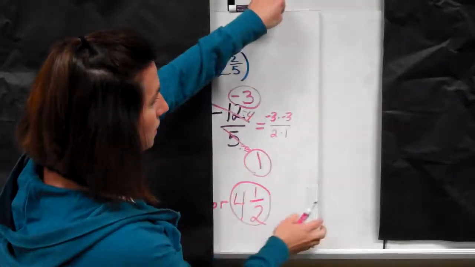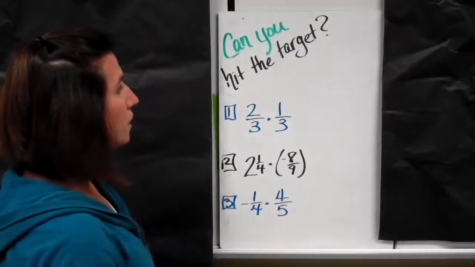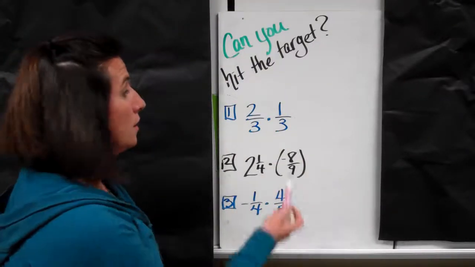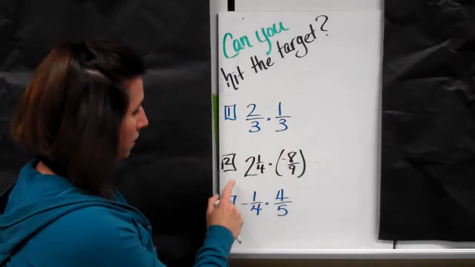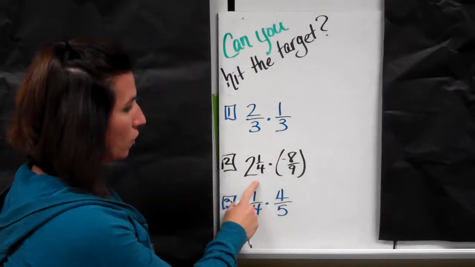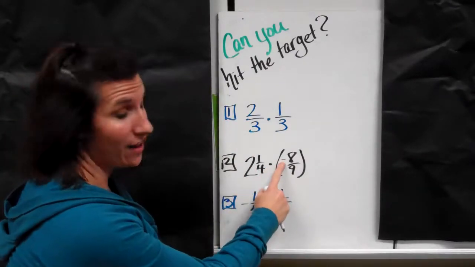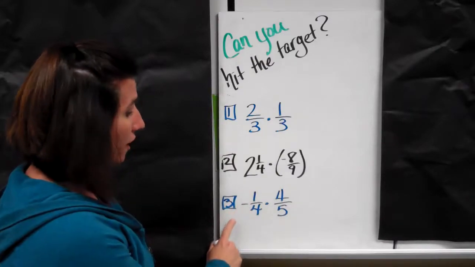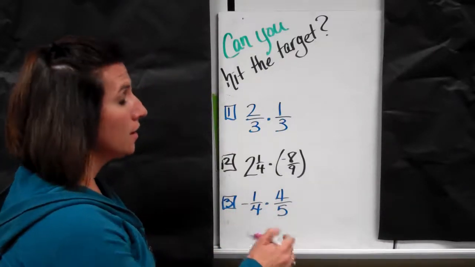Let's look at, I think we are done. So let's try your target problems. Can you hit the target? You have number 1, 2 thirds times 1/3. Number 2 is 2 and 1/4 times negative 8/9. And your third target problem is negative 1/4 times 4/5. Give it a try.